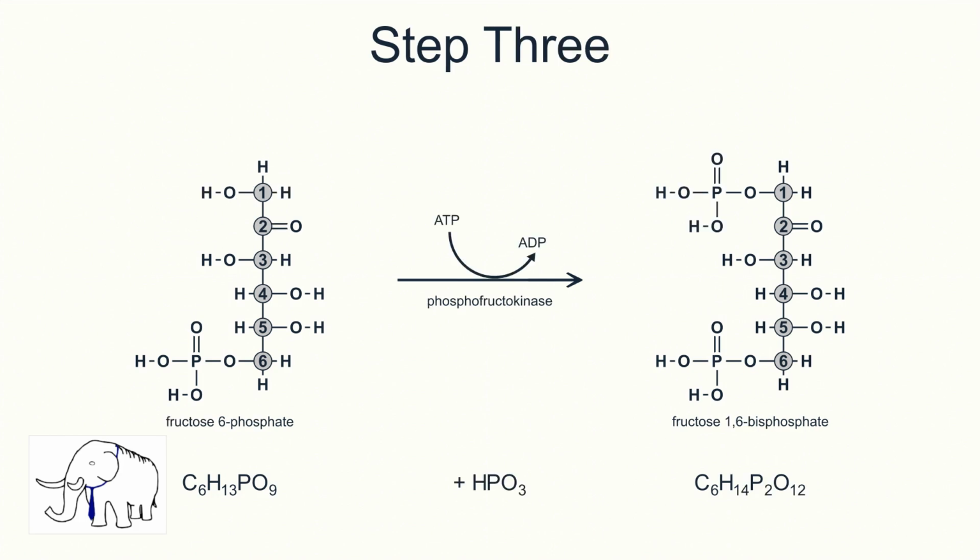In step 3, we're going to spend another molecule of ATP to add a phosphate group onto the number 1 carbon, so now we have fructose 1,6-bisphosphate, bis for 2. The enzyme that catalyzes this step is phosphofructokinase. We're now up to 6 carbon atoms, 14 hydrogen atoms, 2 phosphorus atoms, and 12 oxygen atoms. Fructose 1,6-bisphosphate has a lot of potential energy, and it's just absolutely begging to be chopped in half.